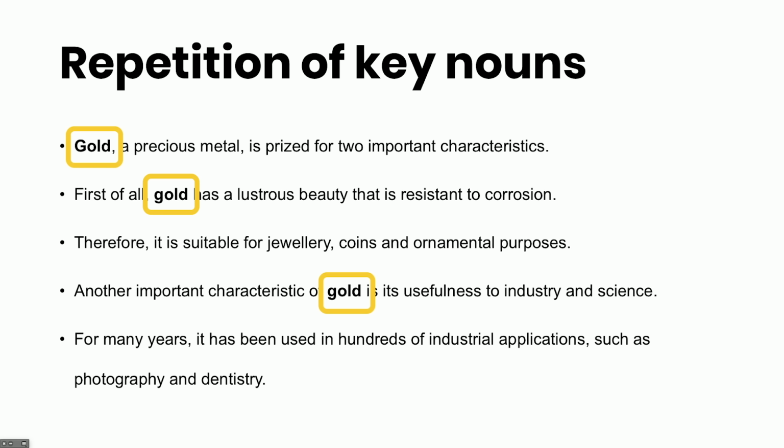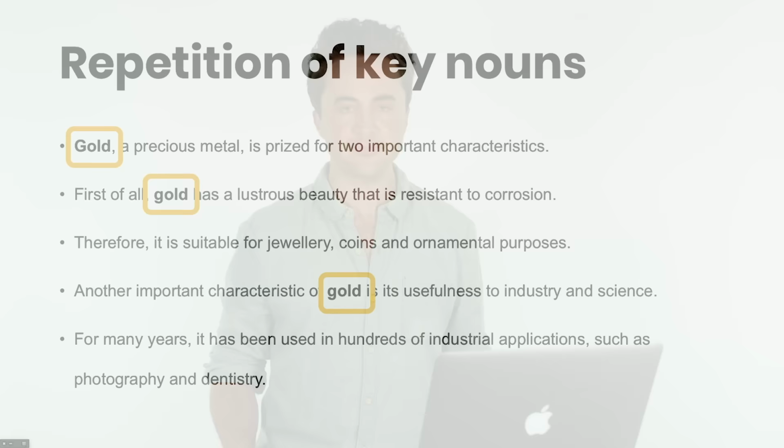Another important characteristic of gold is its usefulness to industry and science. For many years, it has been used in hundreds of industrial applications, such as photography and dentistry. So this is just one part of what makes up a good paragraph: the repetition of key nouns. Now, keep in mind that they may not be in the same form each time, okay?